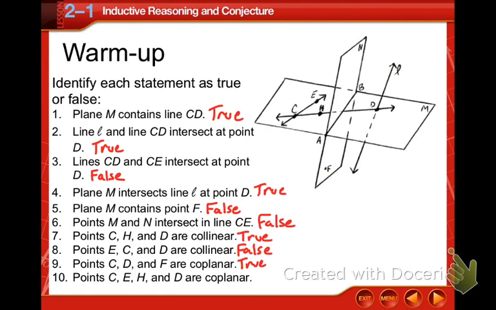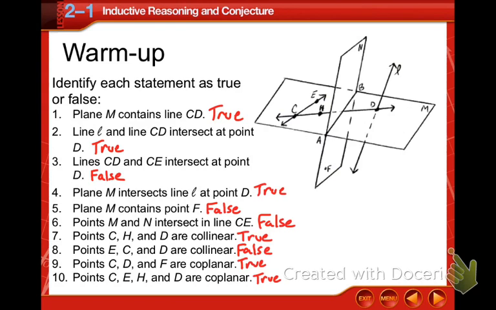It's a tricky one. And then the last one, points C, E, H, and D are coplanar. C, E, H, and D are all in plane M, so because of the image we have, we can say that is true. If we didn't have this picture, we can't say that's true, because we don't know that all 4 points would be coplanar. Here, that is true, based on the image we are given. Okay? So now let's get into these notes.